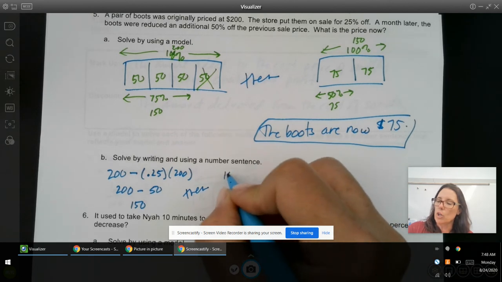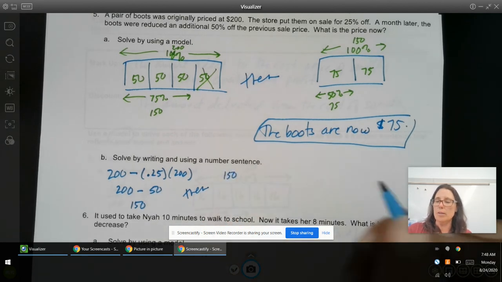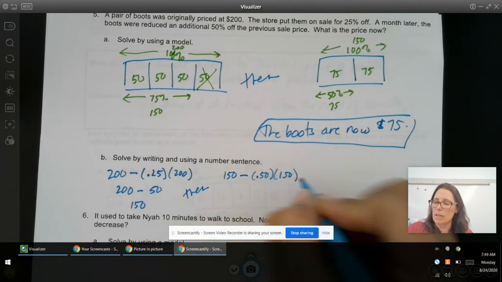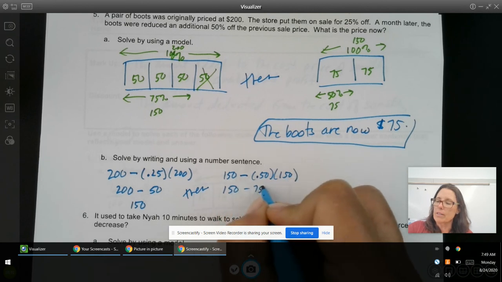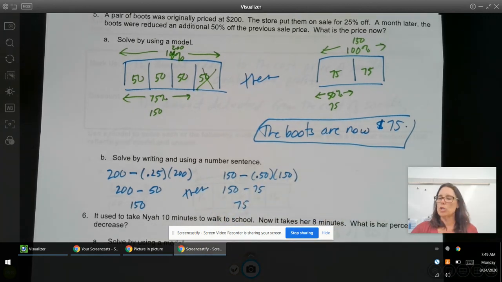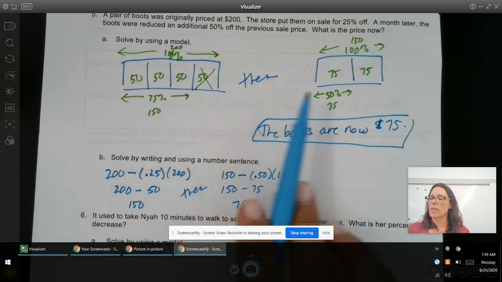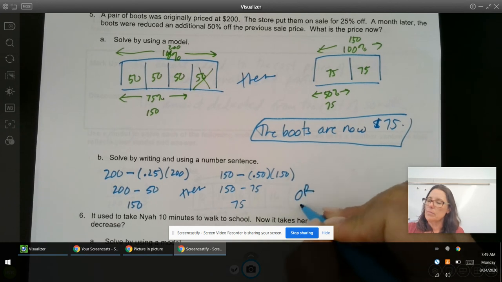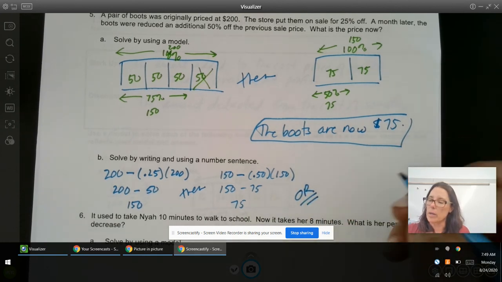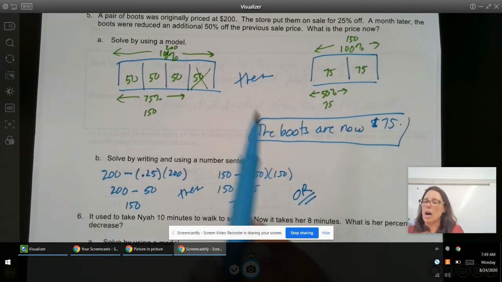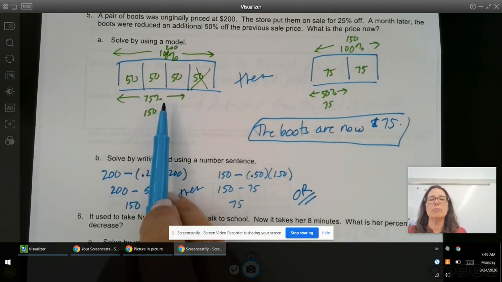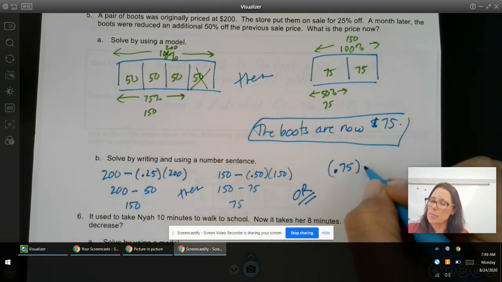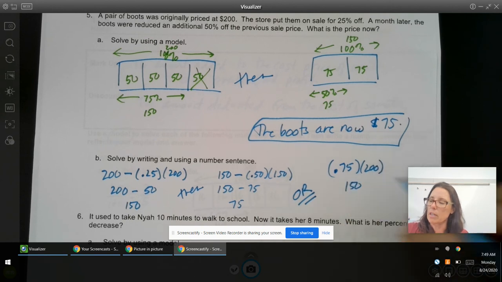Then you've got your 150 discounted boot price, and we're going to again reduce it, but this time by 50% of the 150. So 150 minus 75 is 75. That's how you would show number sentences that go with this process up here. Or here's another way to do it. You might see, aren't we in this picture looking for 75% of the 200, which is 150?